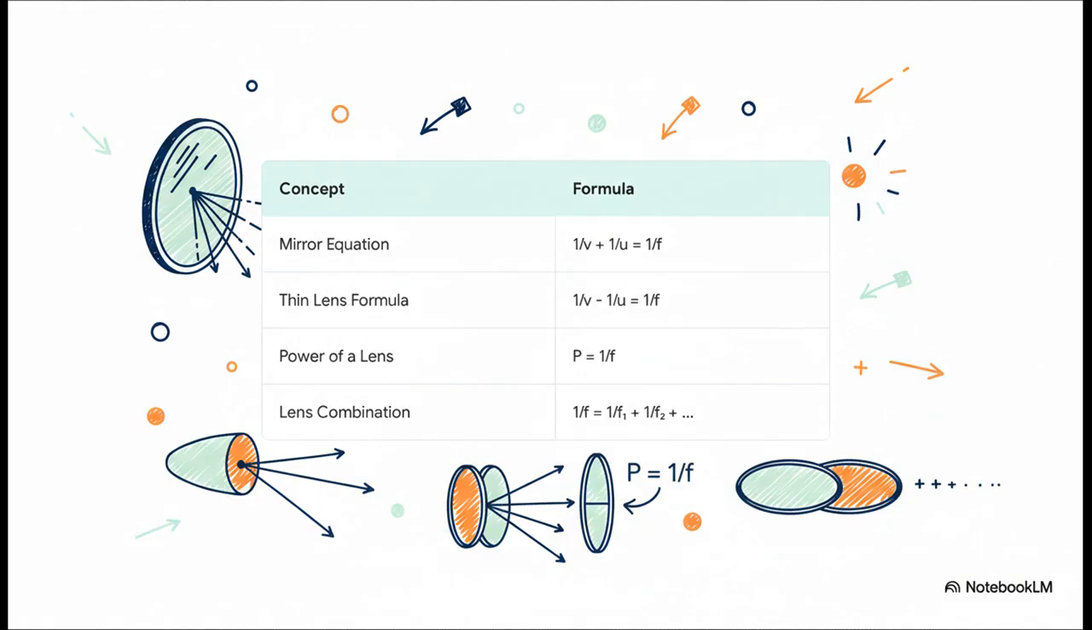And here are the workhorses, the tools of practical optics. We've got the mirror equation and the thin lens formula. Just always remember that crucial sign difference between them. Then there's the simple definition of a lens's power in diopters. And finally, the rule for combining lenses, which shows how their powers just simply add up when they're placed together.